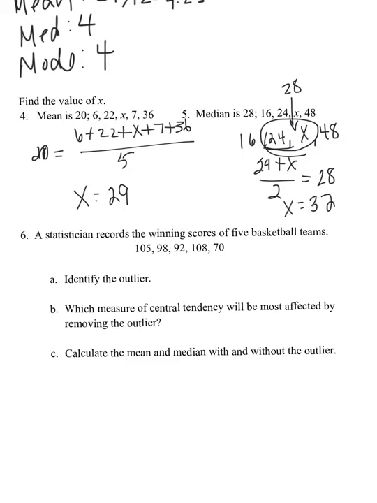So the last one here is a statistician records the winning scores of 5 basketball teams. Identify your outlier. Which measure of central tendency would be the most affected by removing the outlier? And then calculate the mean and median with and without the outlier. For this one, you can pause the video and you can solve those, and then unpause and the answers will appear.